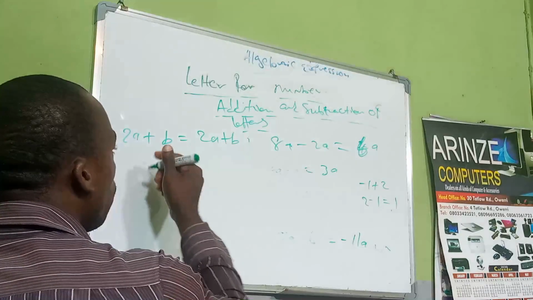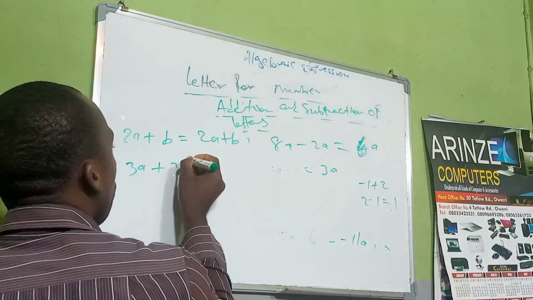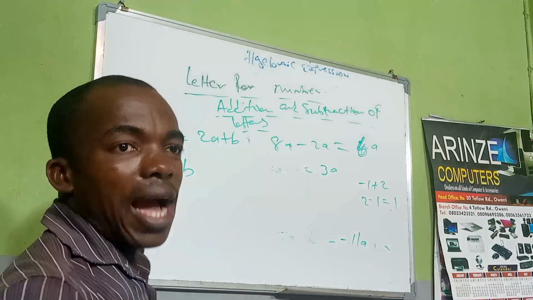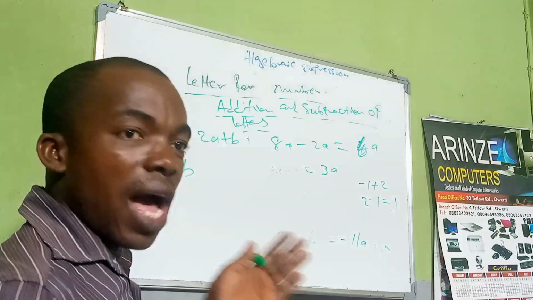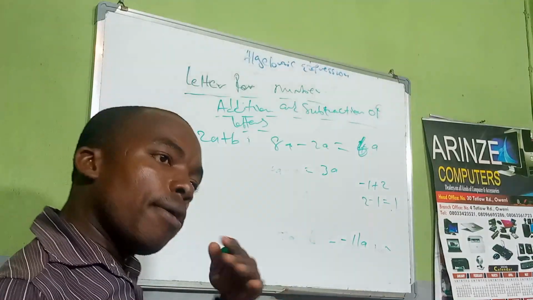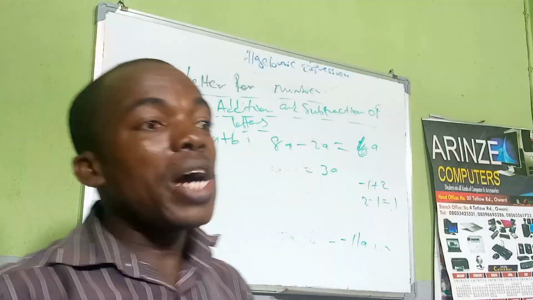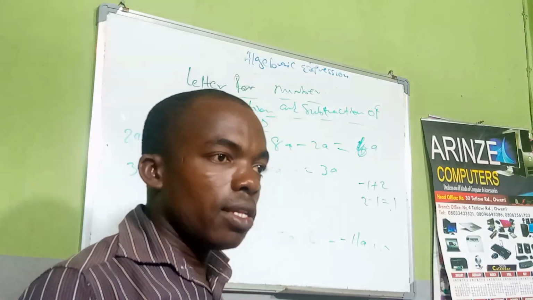Then if I have 3A plus 3B, I can't add them together. I can only factorize this. I cannot add them together. So this one is also 3A plus 3B, except when I start factorization, that is when we'll teach this in depth. Do you understand? So that is it.